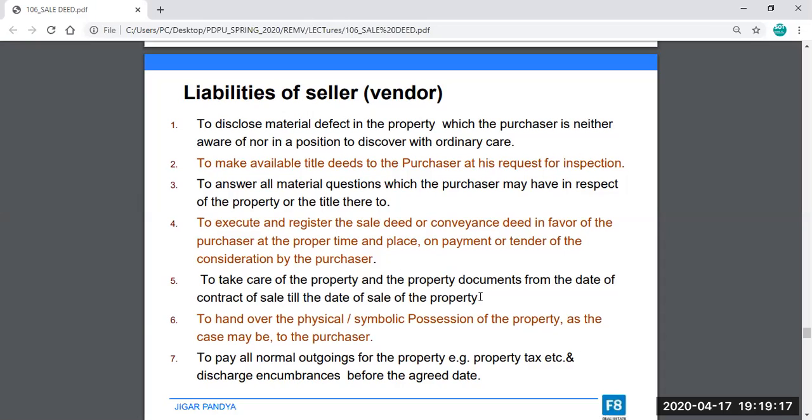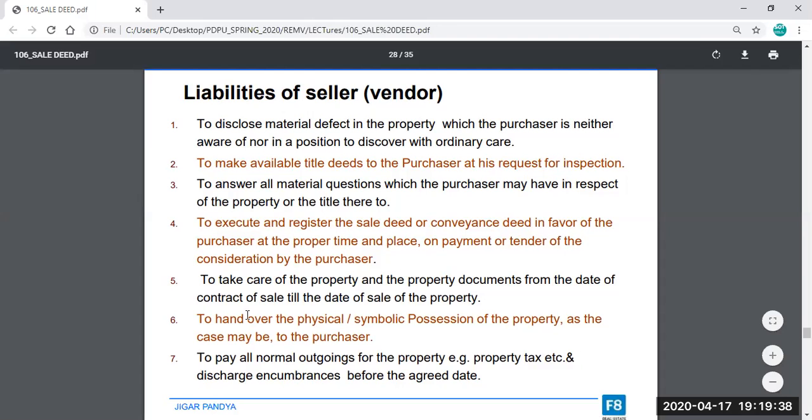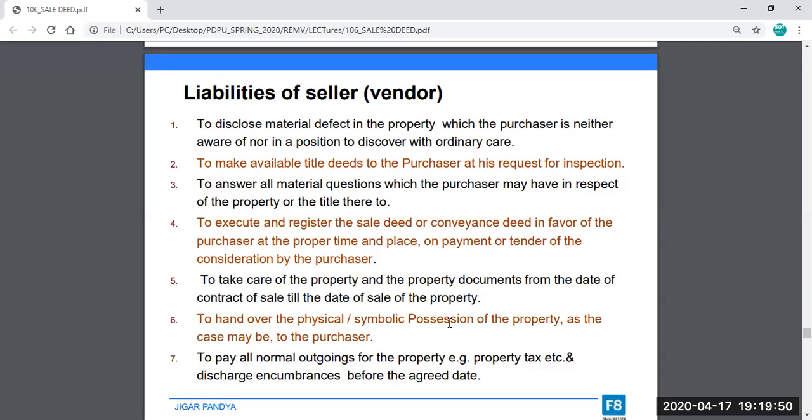So until the sale is complete, it is the vendor's duty to ensure that all the documents pertaining to the property are very well taken care of. None of the documents is destroyed nor should be misplaced. So the security of documents is a vendor's liability until the sale is complete. To hand over physical or symbolic possession of the property as the case may be to the purchaser. So we talked about the aspect of possession in our past sessions, and the possession has to be given as per the due time as and when required during the sale process.